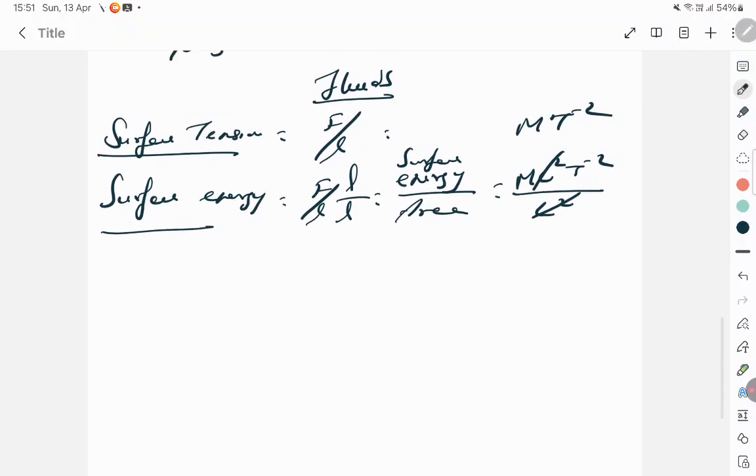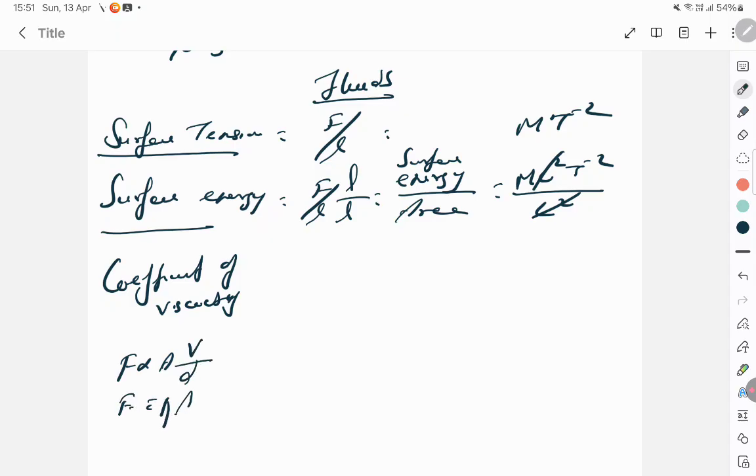Now that's about fluids. You have surface tension, surface energy, and next is coefficient of viscosity. From the fact that F is proportional to A, and F is proportional to velocity gradient, F is equal to eta into A into velocity gradient. Therefore eta, the coefficient of viscosity, which is a proportionality constant, is frictional force F into d by area into velocity. So what is the dimensional formula?